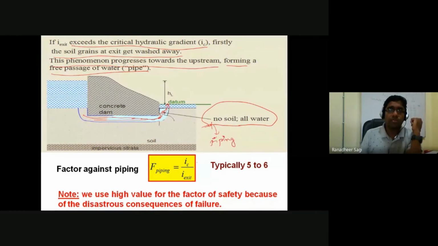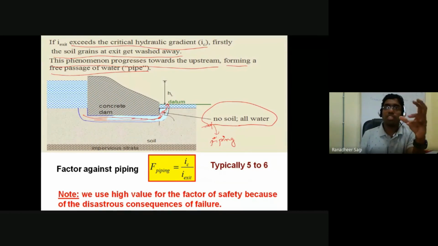Okay, so when does piping take place? Whenever the exit hydraulic gradient, or the hydraulic gradient in that soil element at the exit, is greater than or equal to the critical hydraulic gradient, we see that piping failure takes place.